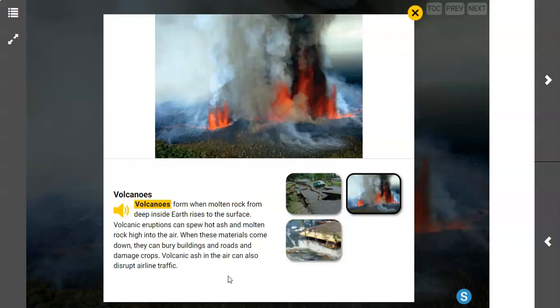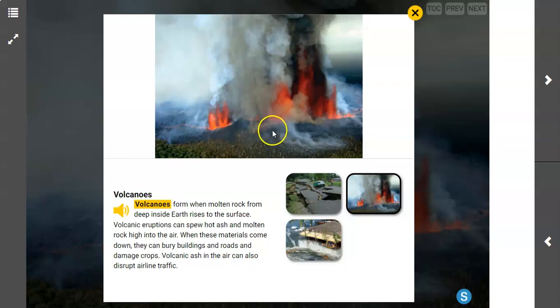And volcanoes have a possibility of damaging things not just close by, but in surrounding areas as well, depending on how high things come out of the volcano and how far the lava spreads. But again, we'll talk more about volcanoes in future lessons.